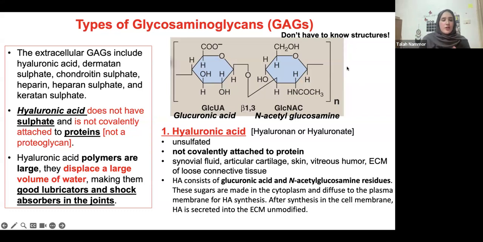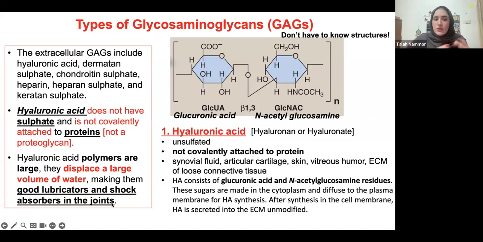And guys, girls, I'm pretty sure you know how hyaluronic acid is amazing for the skin. The hyaluronic acid that you add to your skin basically gives you moisture. So hyaluronic acids are polymers, okay, and they're large, and they displace a large volume of water, making them good lubricators and shock absorbers in the joints.